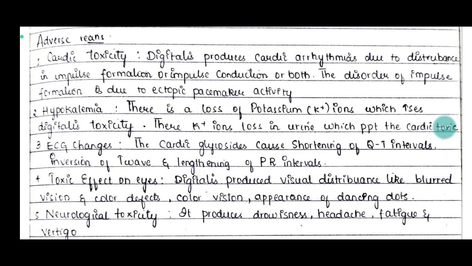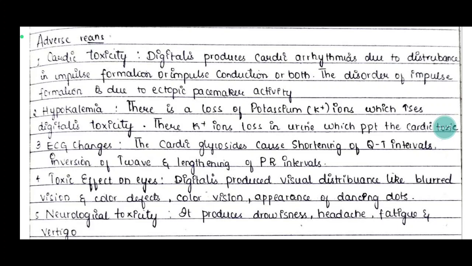The adverse reaction of digitalis is cardiac toxicity, where digitalis produces cardiac arrhythmias, meaning irregular heartbeat, due to disturbance of impulse formation or impulse conduction, or both. The disorder of impulse formation is due to ectopic pacemaker activity. Number 2 is hypokalemia, because of loss of potassium ions, which increases the digitalis toxicity. And number 3 will be ECG changes.